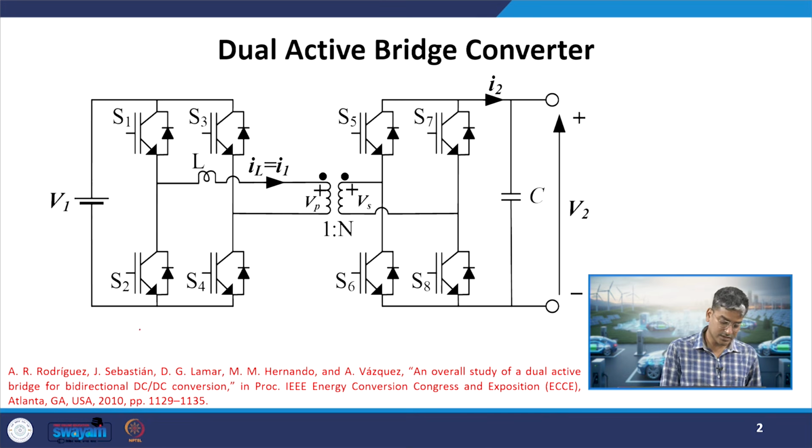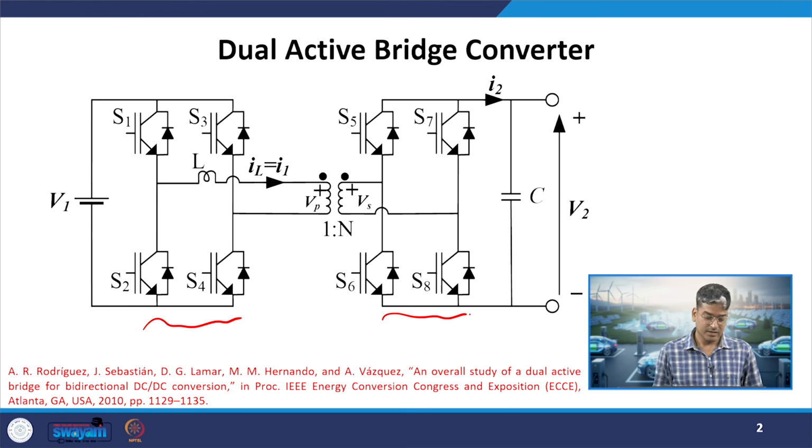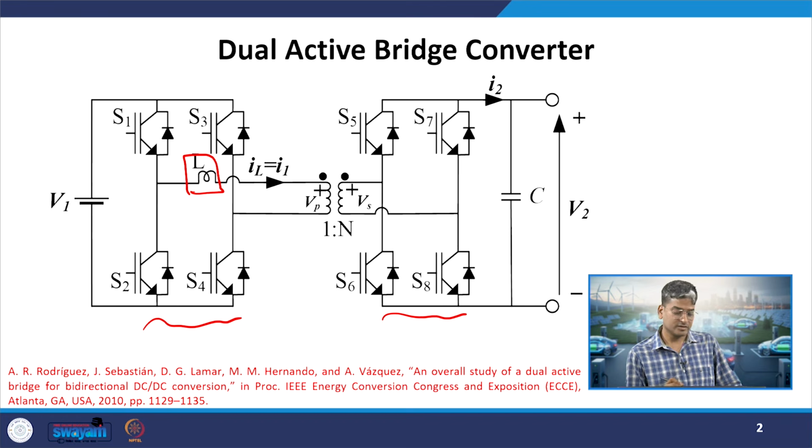As the name suggests, it has two active bridges, one on the primary side and one on the secondary side. It can be made from any fully controlled device, that is, IGBT or MOSFET. As an example, we are considering IGBTs here, and this inductor L can be the leakage inductance of the transformer, or if a higher value of inductance is required, we can connect an external inductor.